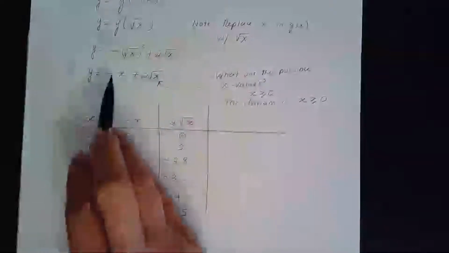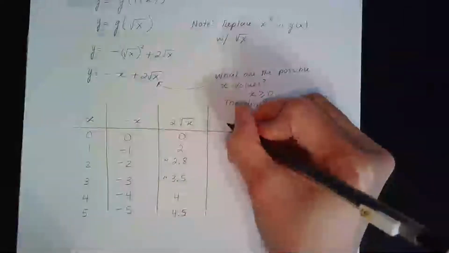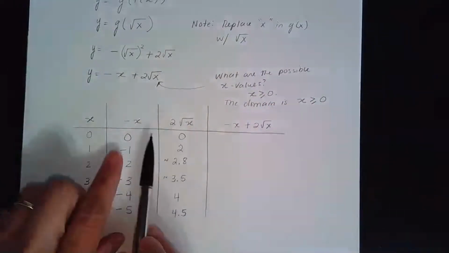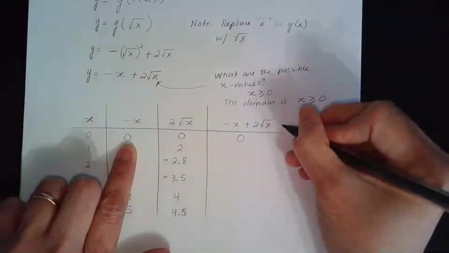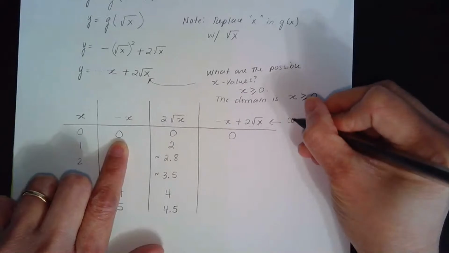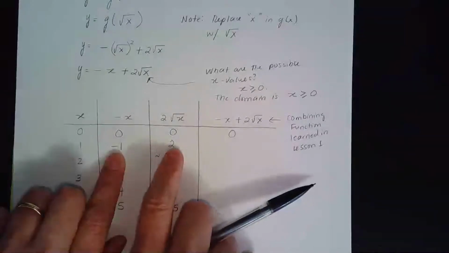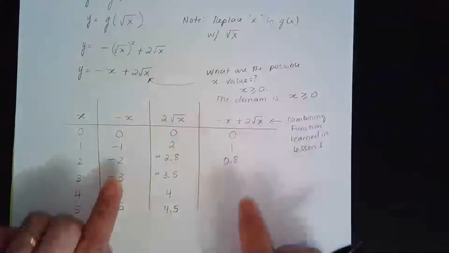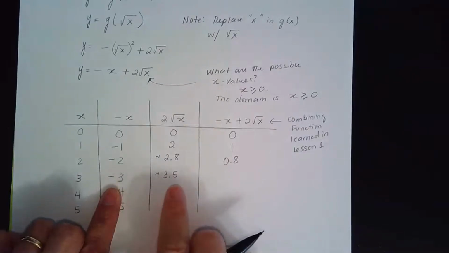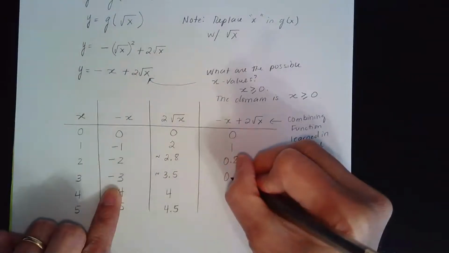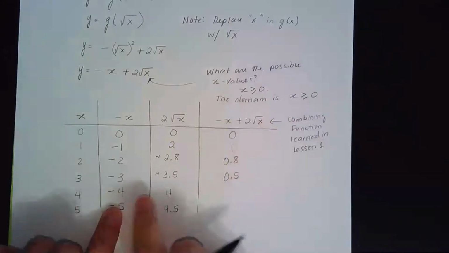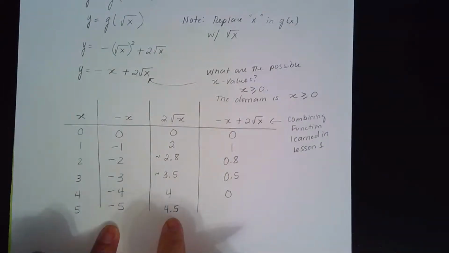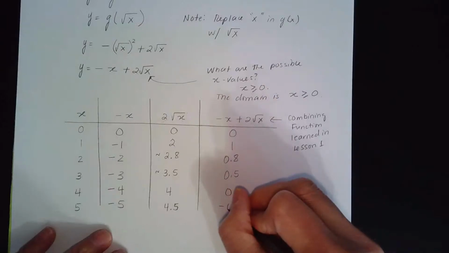To combine these two, I can go negative x plus 2 root of x. Well, I have to add these two together now, right? So combining -1 and plus 2.8, it's going to be 0.8. This one here, -3 and 3.5 is 0.5. -4 plus 4 is 0. And -5 and 4.5 is -0.5.